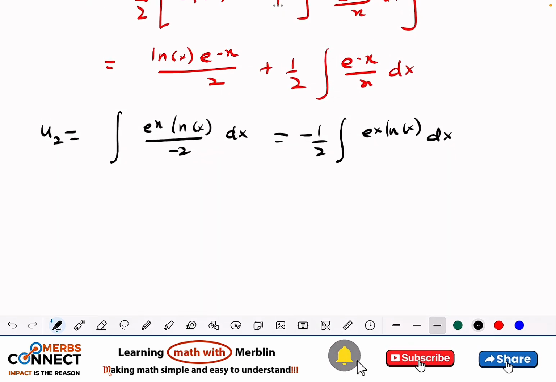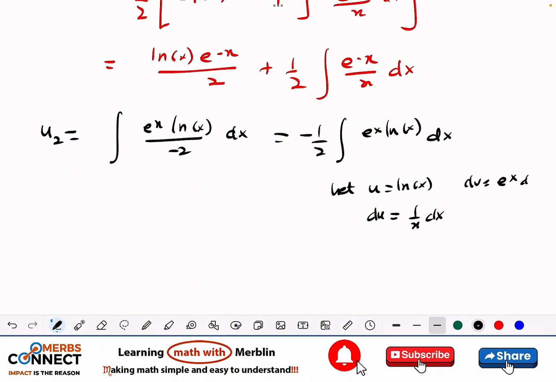The same thing: let u be equal to ln of x, differentiate u and get 1 over x dx, and let dv be equal to e to the power x dx, and v will be equal to e to the power x. So our u2 will be equal to -1, open bracket, integration by parts u times v, so we are going to have ln of x e to the power x minus the integration of x times 1 over x dx.